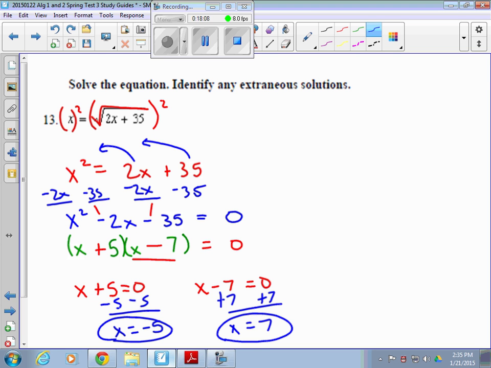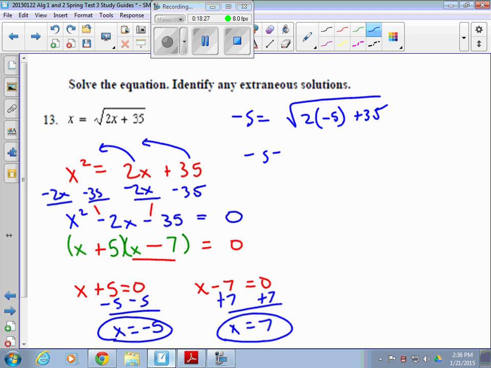Now, when it says extraneous solutions, you want to plug those numbers in and see if you get something that is incorrect. Sometimes you'll have to deal with that with negatives when you're talking about radicals. So let's look back at the original equation. It says x, so we'll use the first one, negative 5, equals the square root of 2 times negative 5 plus 35.